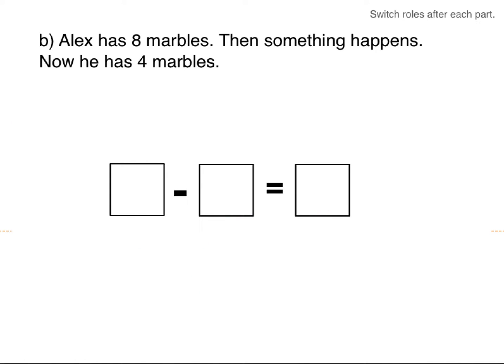Alex has 8 marbles. Then something happens. Sophie came and shoved them all under my couch. Now he's got 4 marbles. Started with 8. Some went away because now he's only got 4. You should know that 4 and 4 make 8.